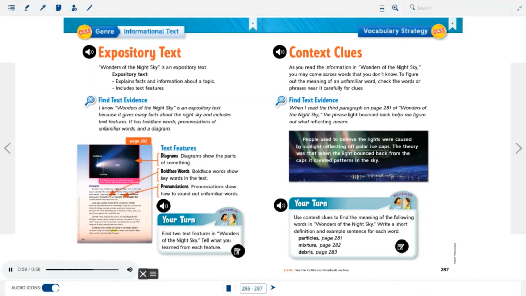Text features. Diagrams. Diagrams show the parts of something. Boldface words. Boldface words show keywords in the text. Pronunciations. Pronunciations show how to sound out unfamiliar words.